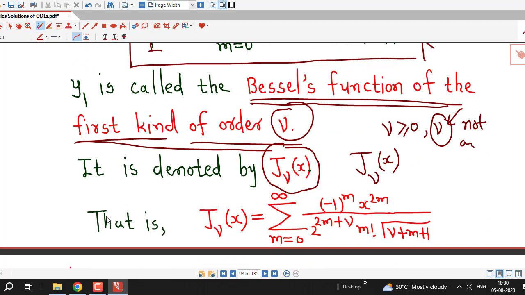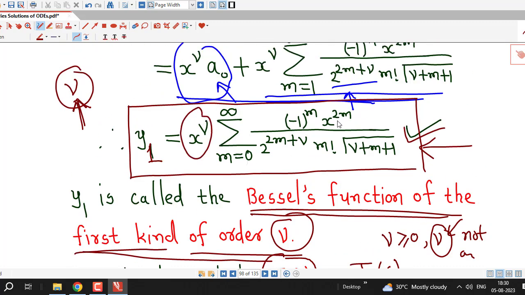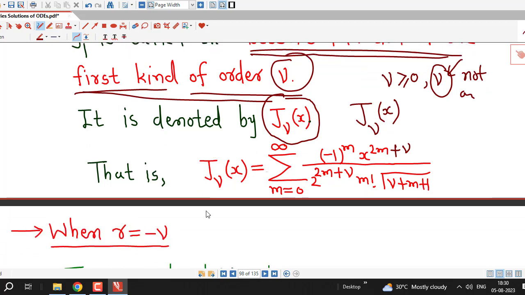So therefore J nu of x can be written as x raised to nu times, or we can combine x raised to nu with this power. If we take this inside the summation, we have x raised to 2m into x raised to nu, that is x raised to 2m plus nu, minus 1 raised to m, 2 raised to 2m plus nu, m factorial, gamma nu plus m plus 1. This is called Bessel's function of the first kind of order nu.